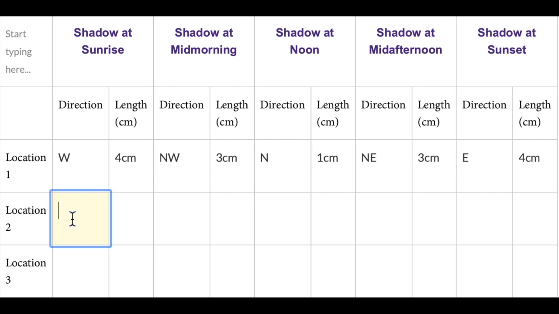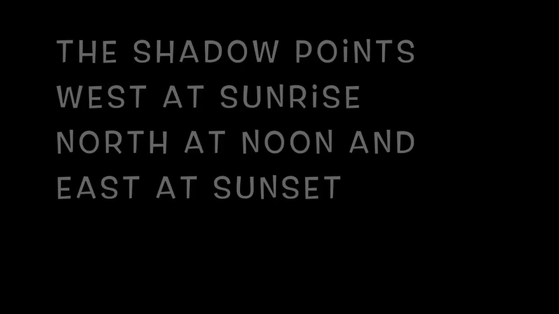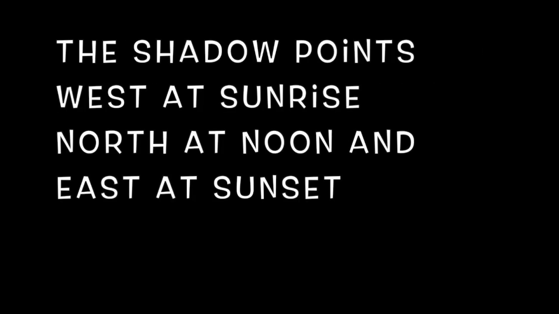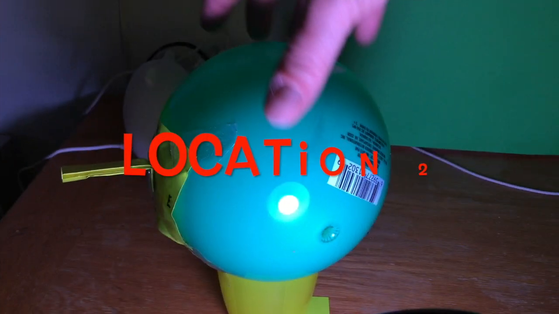How would you describe those patterns? The shadow starts long, gets shorter at noon, then gets long again. The shadow points west at sunrise, north at noon, and east at sunset. Let's look at another location.